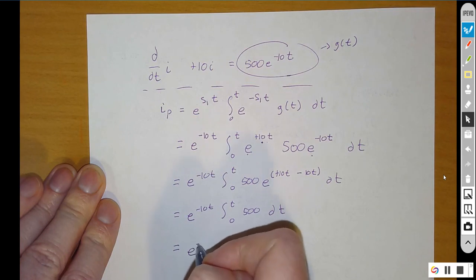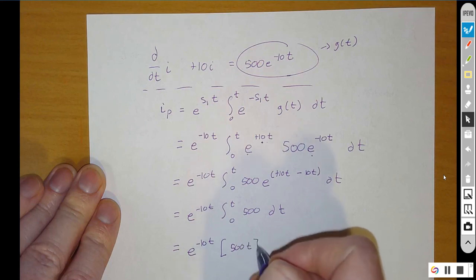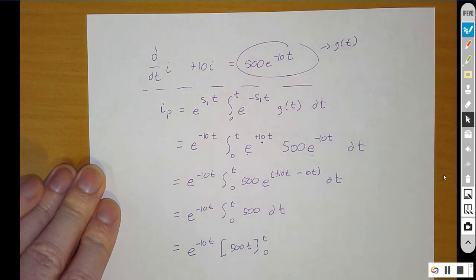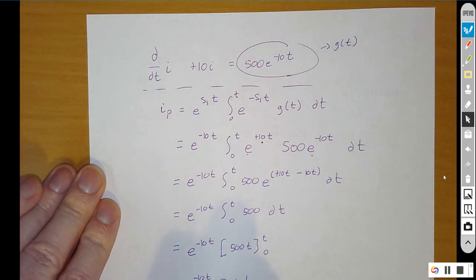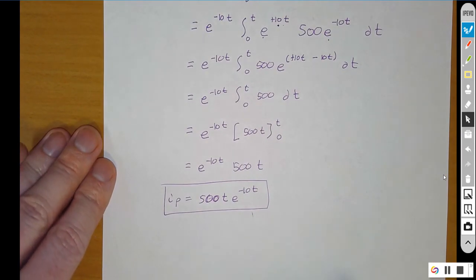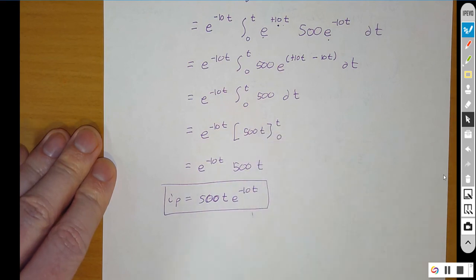So we get e to the negative 10t times 500t, and your bounds would be from 0 to t, so you're just going to get a t in there anyway. When you rewrite it, you generally put the 500t in front. So 500t e to the negative 10t. So that is I particular. Oops, you couldn't see those last couple of steps. I'm sorry about that. So again, the 0 will go away, and the t remains.